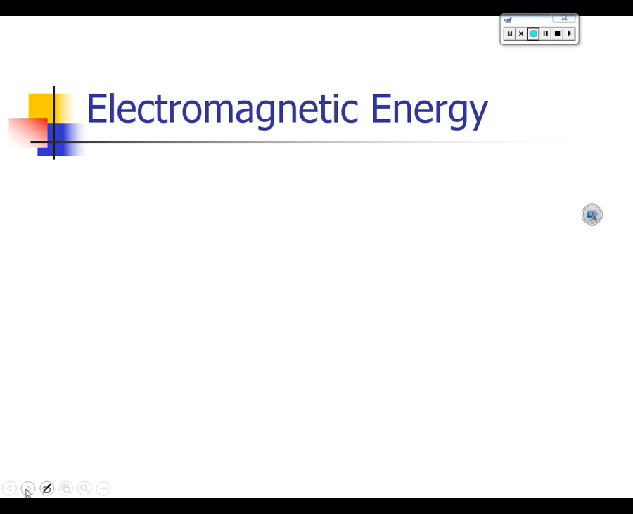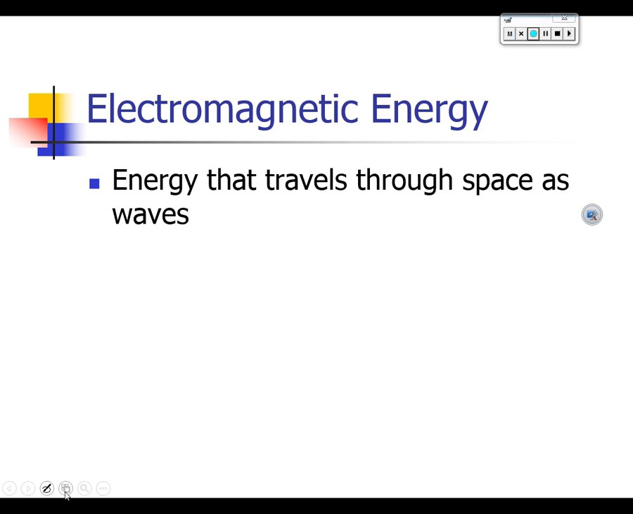But there has to be a way for that energy to get here. Certain forms of energy have the ability to travel as waves through space. They don't have to have anything carry them from one place to another. We refer to this as electromagnetic energy or electromagnetic radiation. We will discuss this in way more detail later on in the year, this transferring of energy through space, even though there's nothing there to carry it.